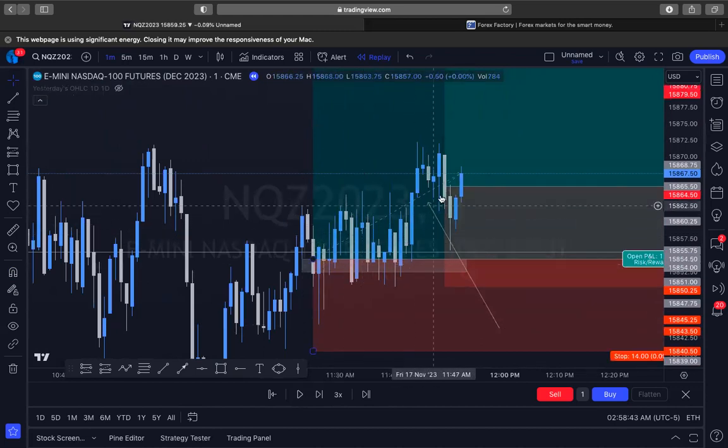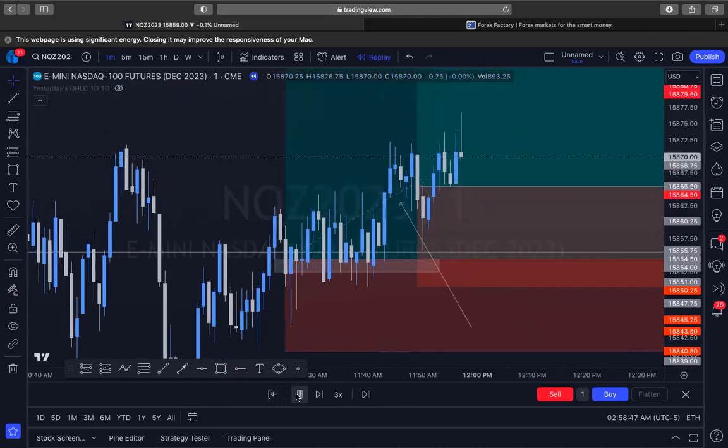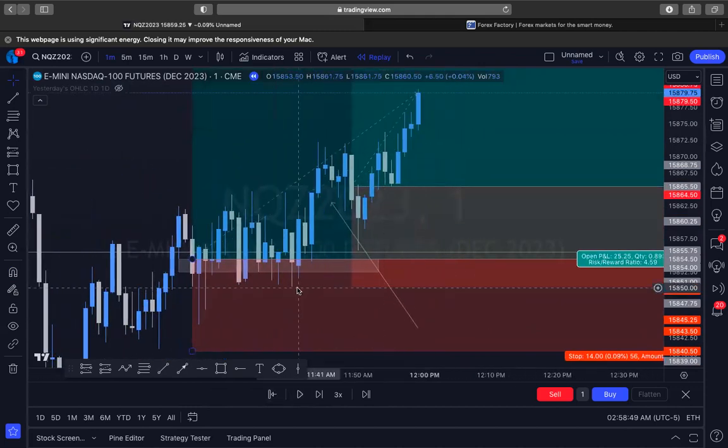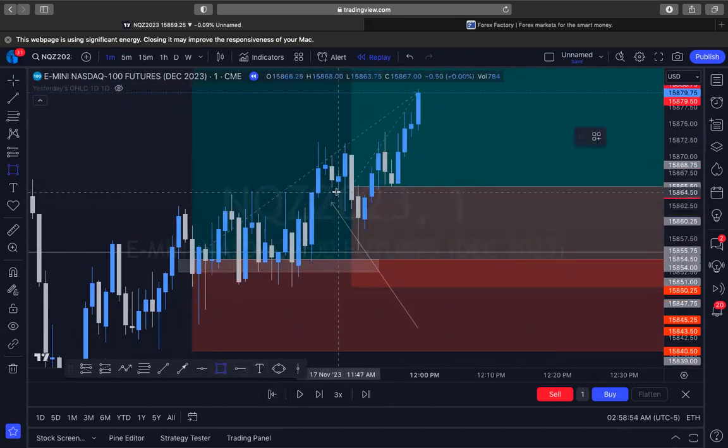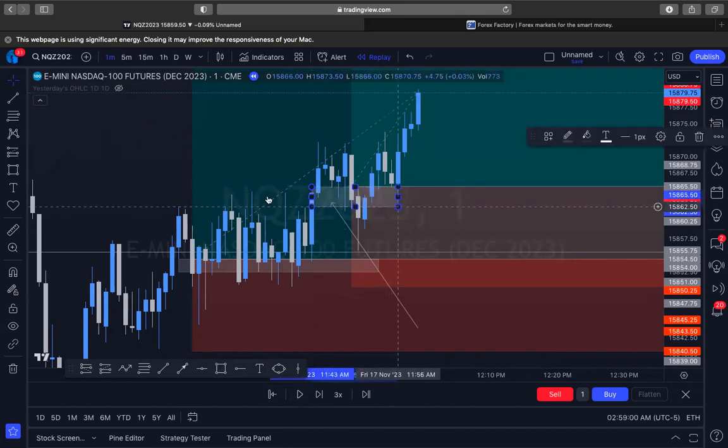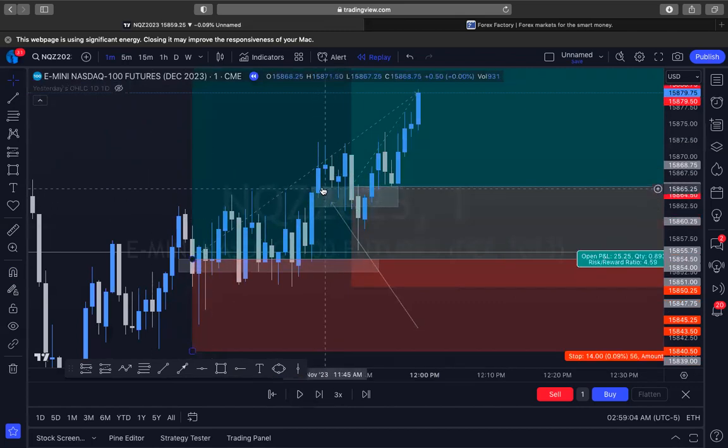The second position was right here. Let me go ahead and show you guys a little bit further so I can show you what that entry looks like. So if you look at this gap and this, I include this because it doesn't have any price coming back.